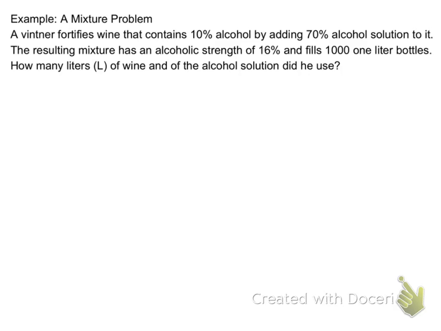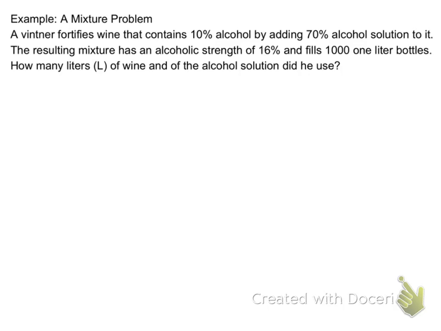That'll make you sick. So, the guy wants to fortify wine that has a 10% alcohol by adding a 70% alcohol solution to it. The resulting mixture of the alcoholic strength is 16%, and it fills 1,000 1-liter bottles. How many liters of the wine and how many of the alcoholic solution did he use?